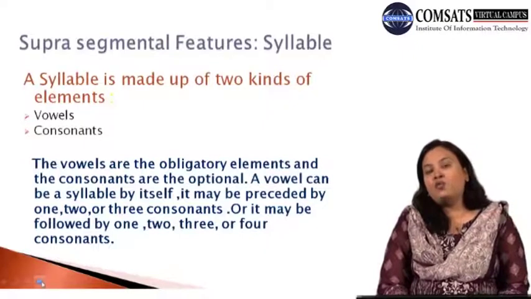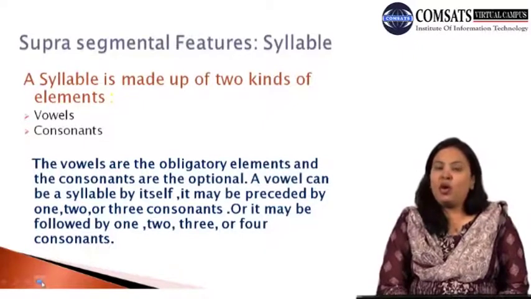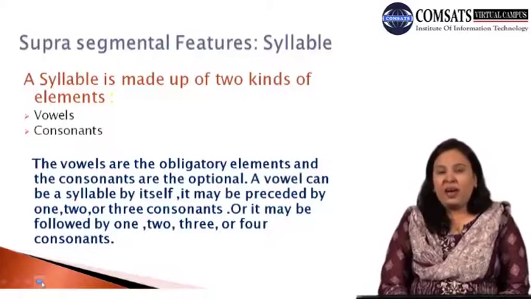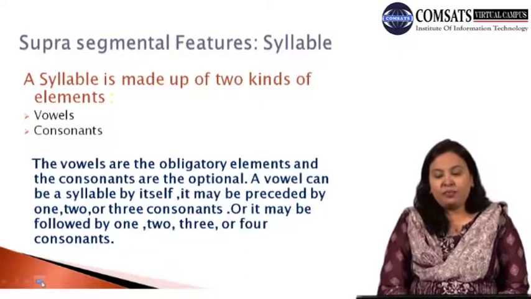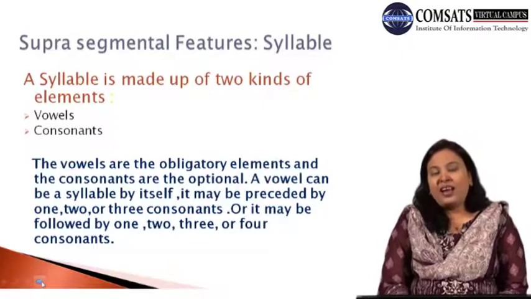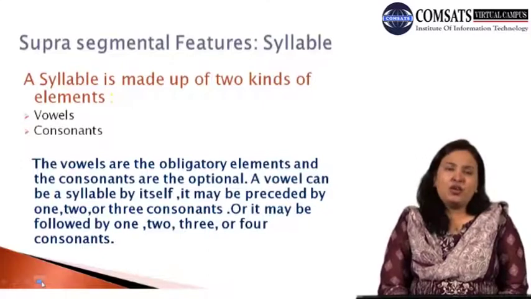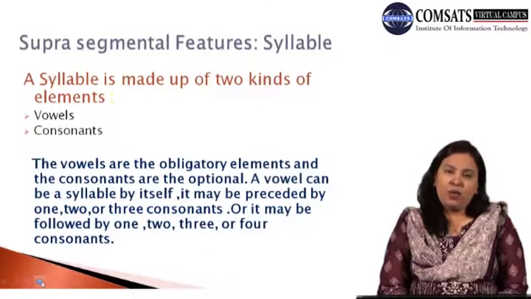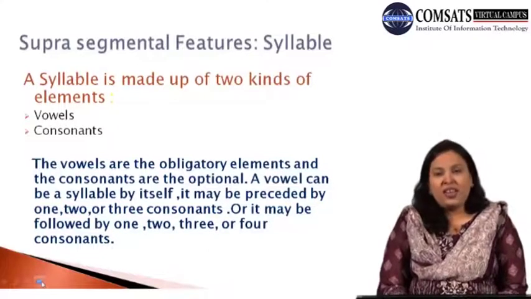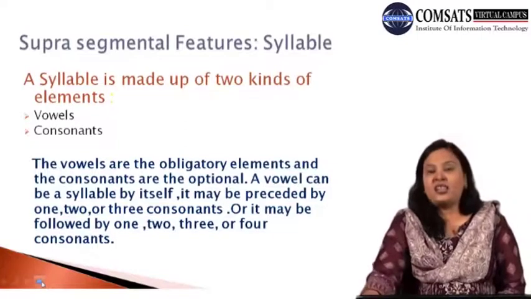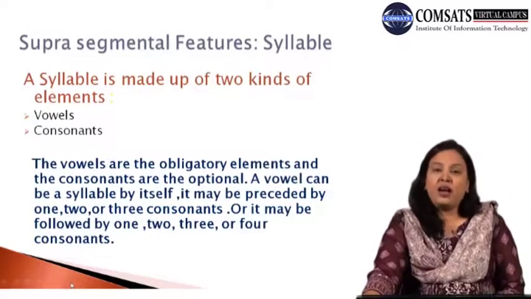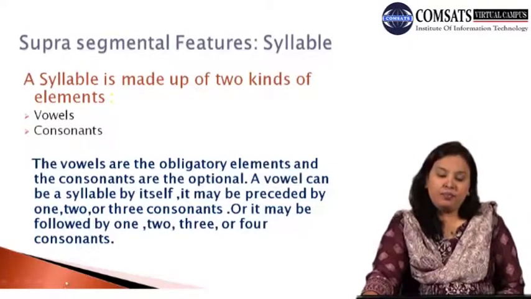But if this vowel is preceded or followed or clustered by consonants, they can also make different types of syllables. So now again, how many consonants can cluster a vowel? No condition. There can be 1, 2, 3 or 4 consonants that can cluster a vowel to make a syllable.